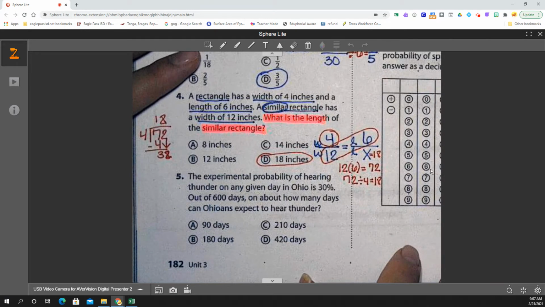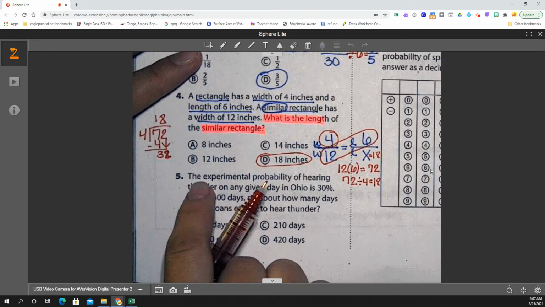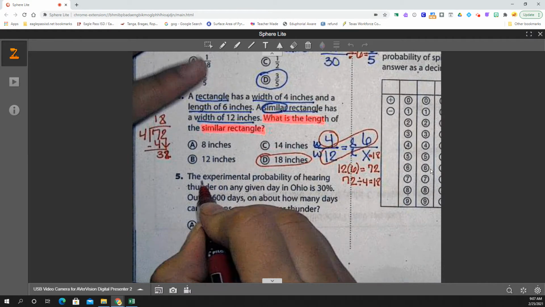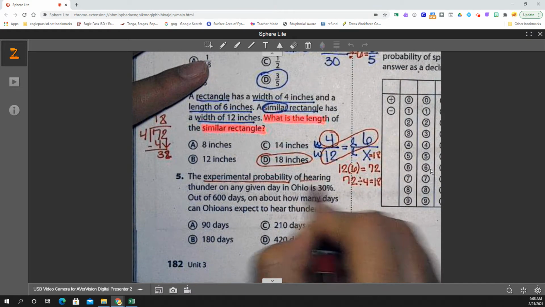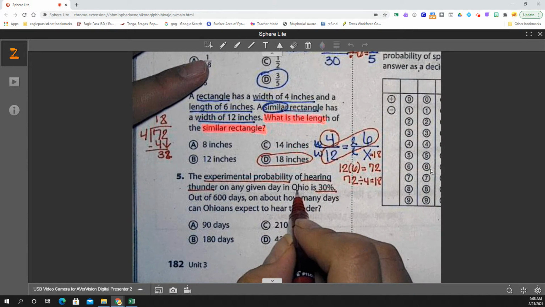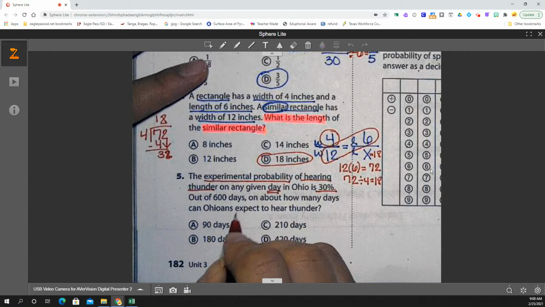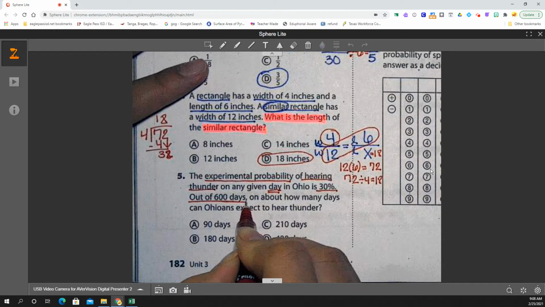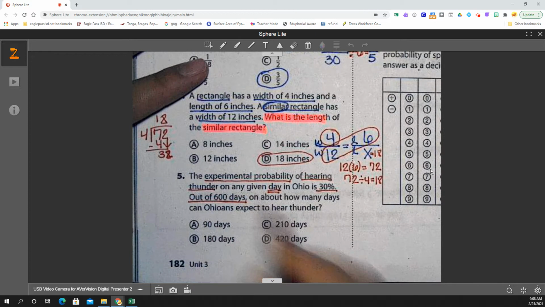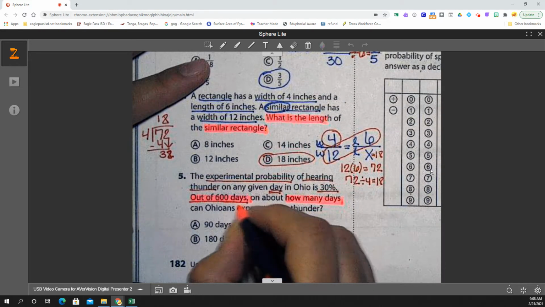Number 5. Go ahead and read number 5 and work it out. Now that you've done number 5, let's go ahead and work it out. Number 5. The experimental probability of hearing thunder on any given day in Ohio is 30%. So 30% of the days you're going to hear thunder. Out of 600 days, on about how many days can Ohioans expect to hear thunder?